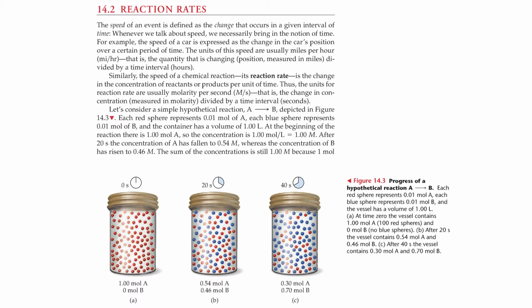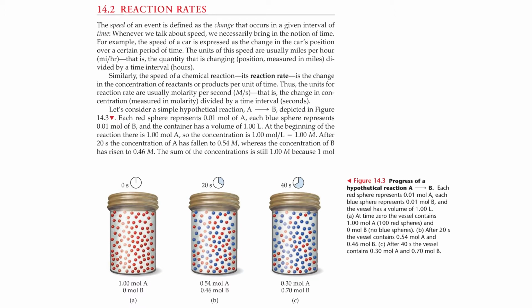Let's consider a simple hypothetical reaction, A going to B, depicted in figure 14.3. Each red sphere represents 1/100th of a mole of A. Each blue sphere represents 1/100th of a mole of material B, and the container has a volume of 1 liter. At the beginning of the reaction, there's 1 mole of A, so the concentration is 1 mole per liter, or 1 molar concentration.